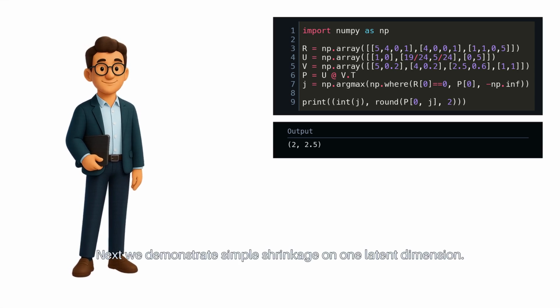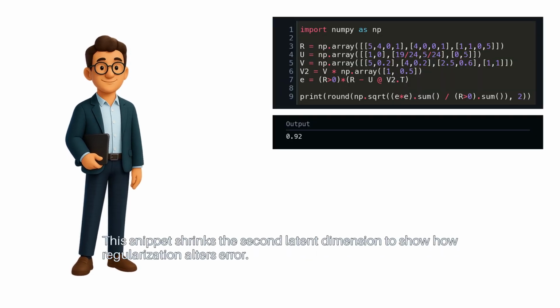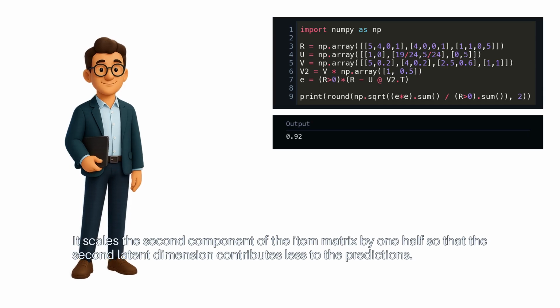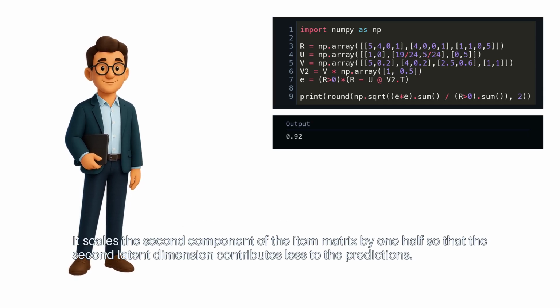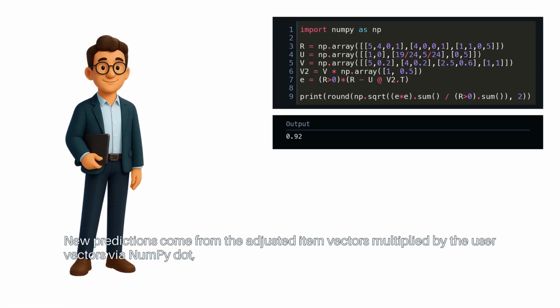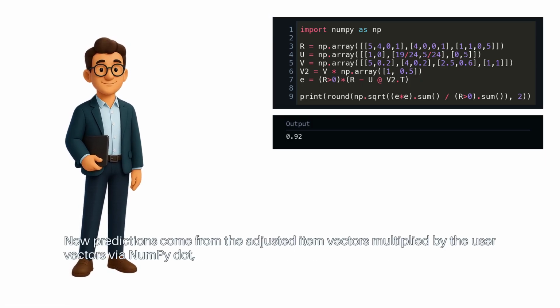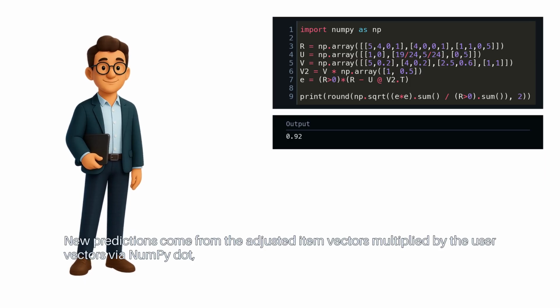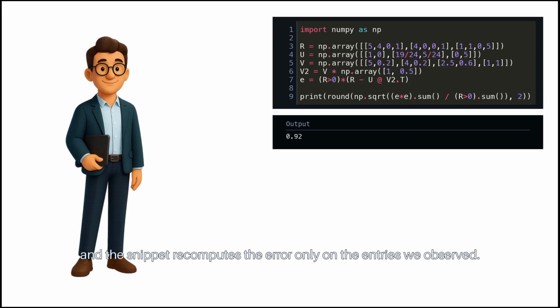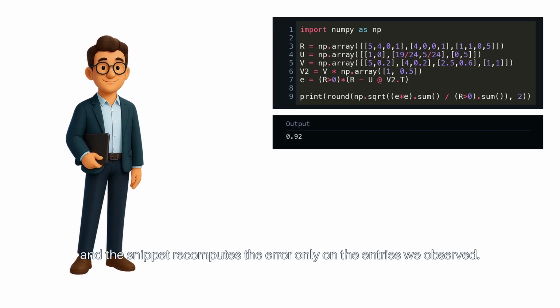Next, we demonstrate simple shrinkage on one latent dimension. This snippet shrinks the second latent dimension to show how regularization alters error. It scales the second component of the item matrix by 1/2, so that the second latent dimension contributes less to the predictions. New predictions come from the adjusted item vectors multiplied by the user vectors via NumPy dot, and the snippet recomputes the error only on the entries we observed.